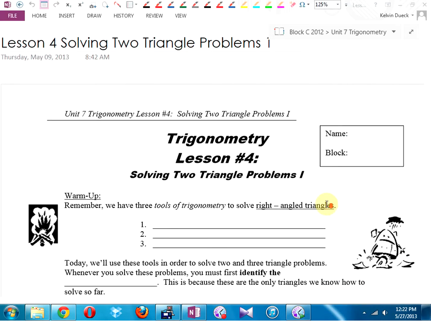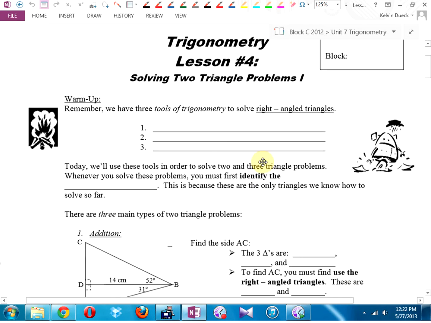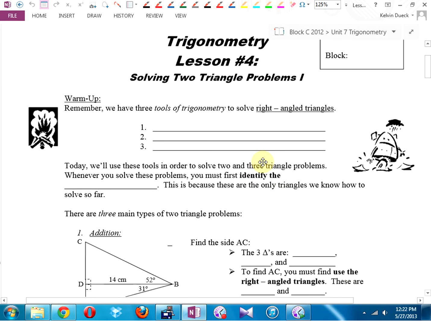Ashley, can you read to me the lesson title? So it says Trigonometry, lesson number 4, and underneath that: Solving two triangle problems, part 1. Remember, we've got more than one triangle to look at. I like these because I look at them as nice little brain teasers. And if you haven't clued in, I like trig. It's useful. We have our 3 tools of trigonometry.